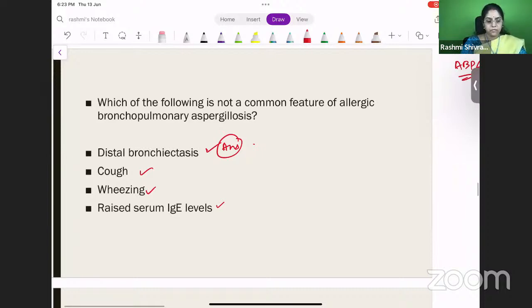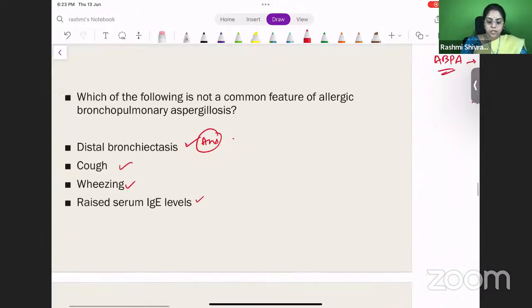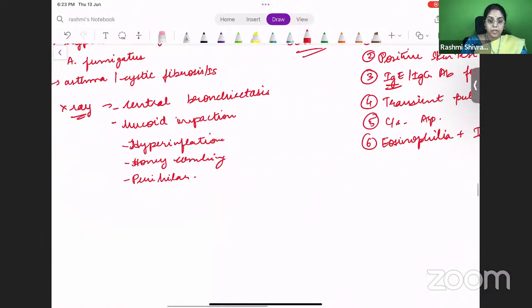So how do you treat this patient with ABPA? Basically the mainstay of treatment will be steroids. You must remember this. Along with that, you should also give antifungals. The antifungal that you will prefer is itraconazole. So the mainstay of treatment is steroids, along with itraconazole.